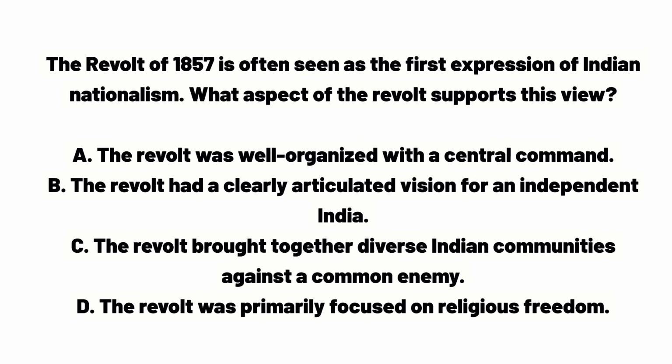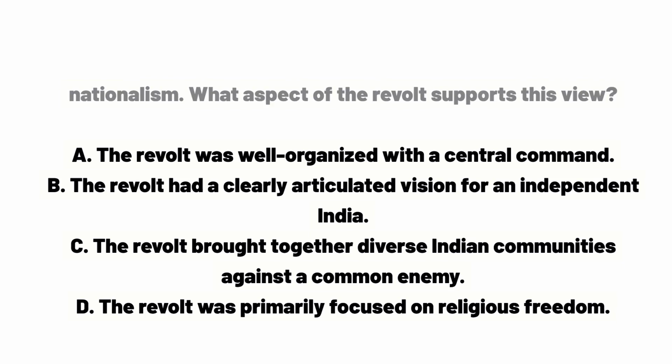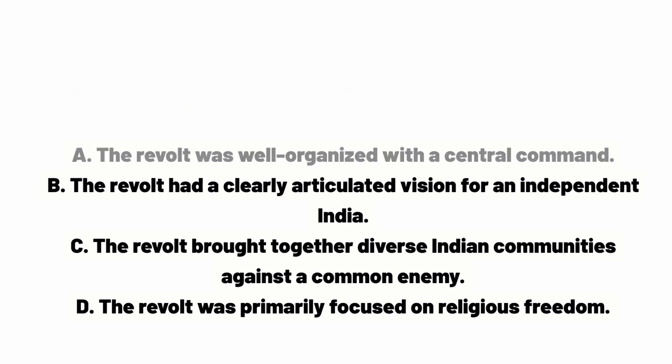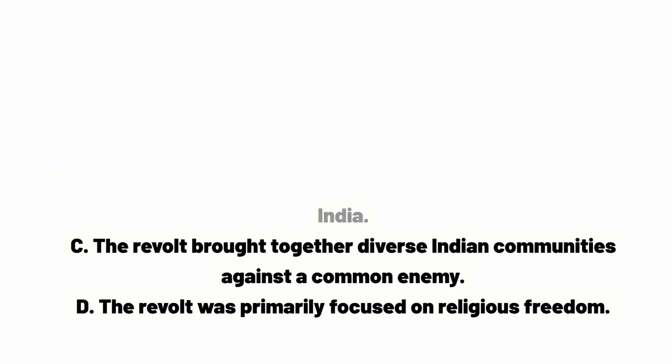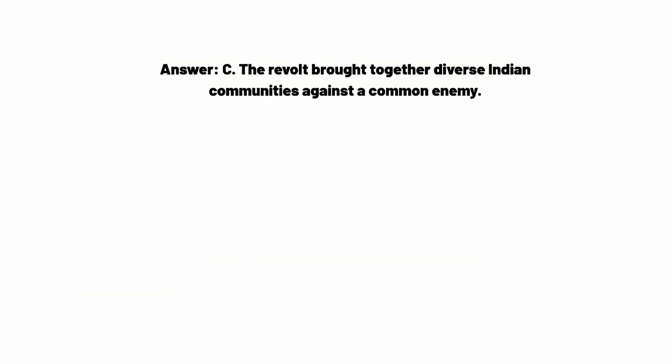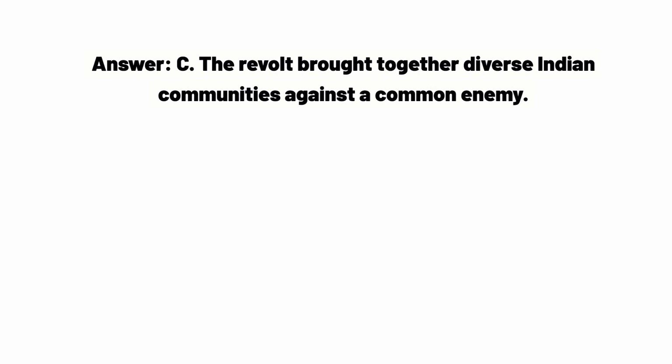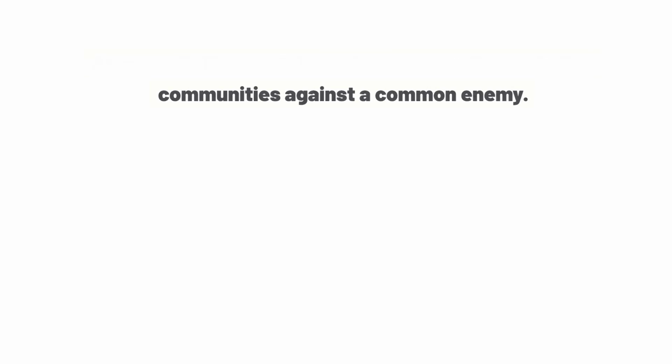The Revolt of 1857 is often seen as the first expression of Indian nationalism. What aspect of the revolt supports this view? A. The revolt was well organized with a central command. B. The revolt had a clearly articulated vision for an independent India. C. The revolt brought together diverse Indian communities against a common enemy. D. The revolt was primarily focused on religious freedom. Answer. C. The revolt brought together diverse Indian communities against a common enemy.